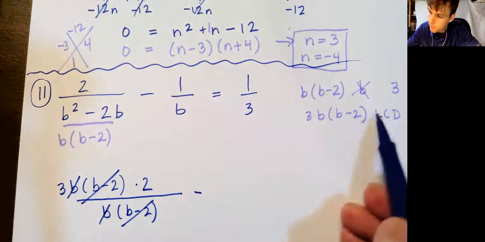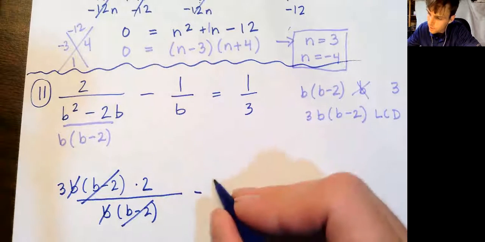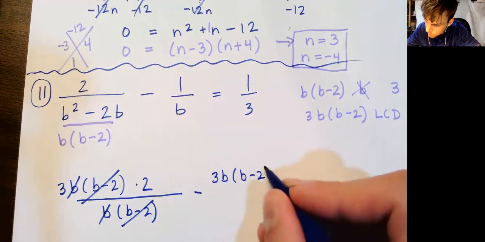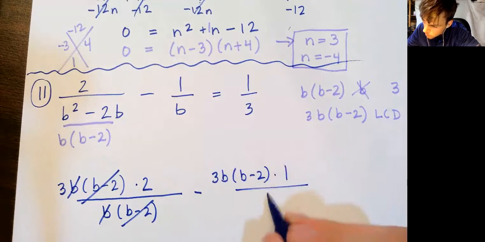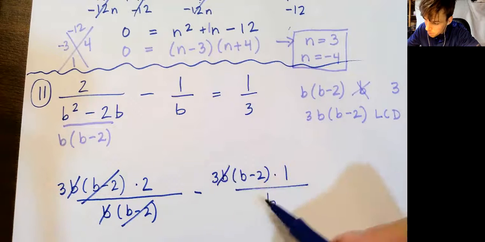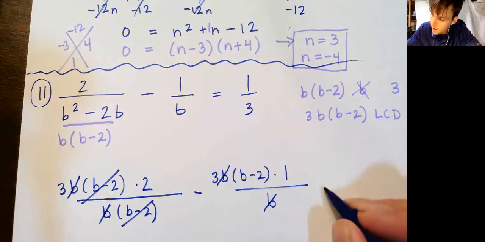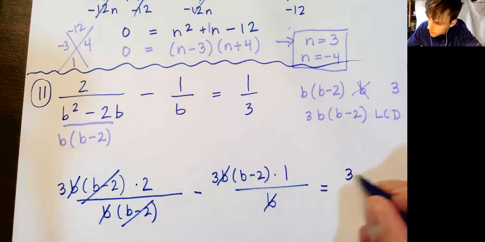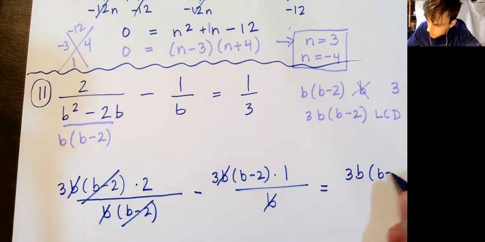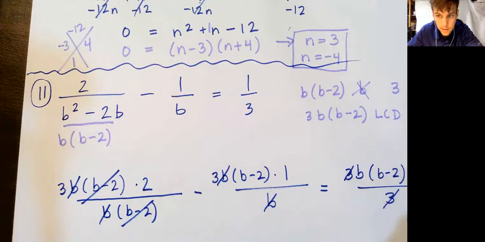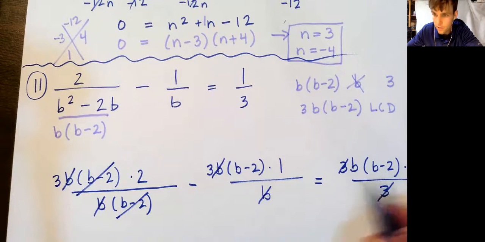Okay. Now I need to multiply it by this one here. So this is going to be 3b times b minus 2 times 1 over b. In this case, only the b is going to cancel out. So it gets rid of the denominator, which is what we're going for, but it leaves quite a bit. And the last one, 3b times b minus 2 times 1 all over 3. In this case, just the 3 is going to cancel out. So again, leaving a fair amount here.